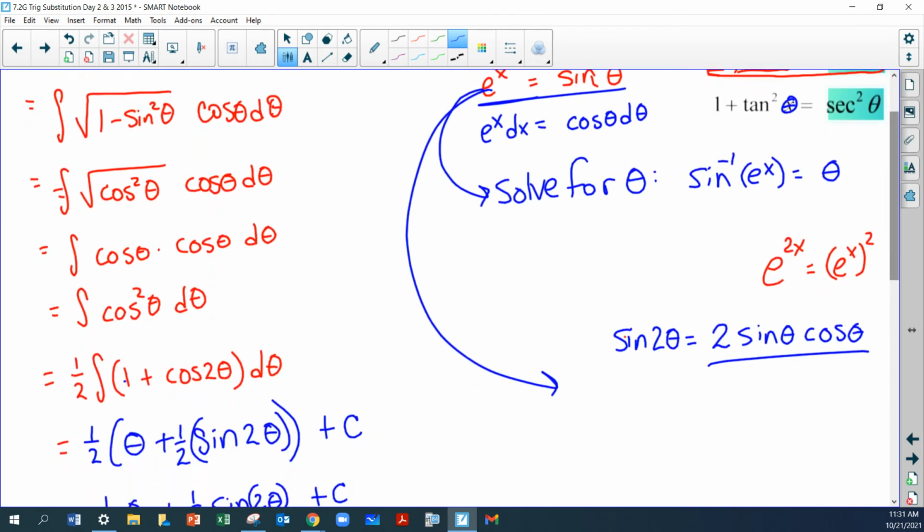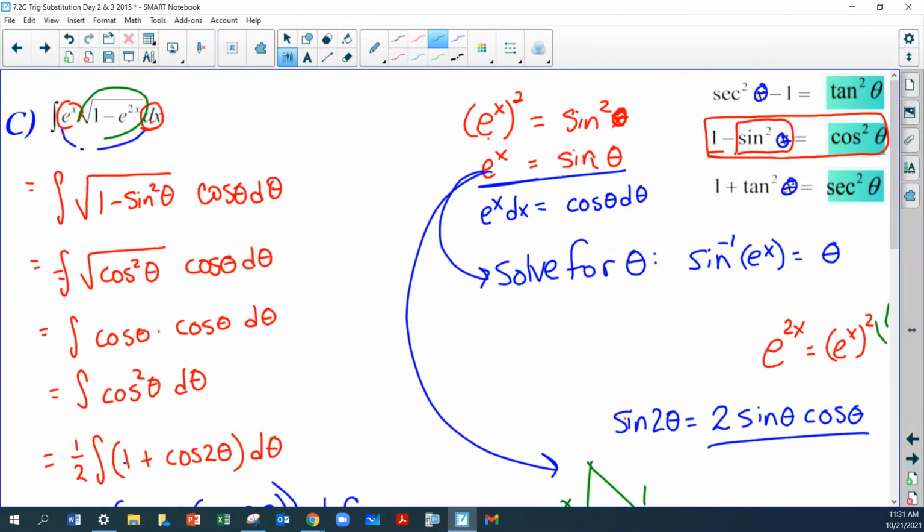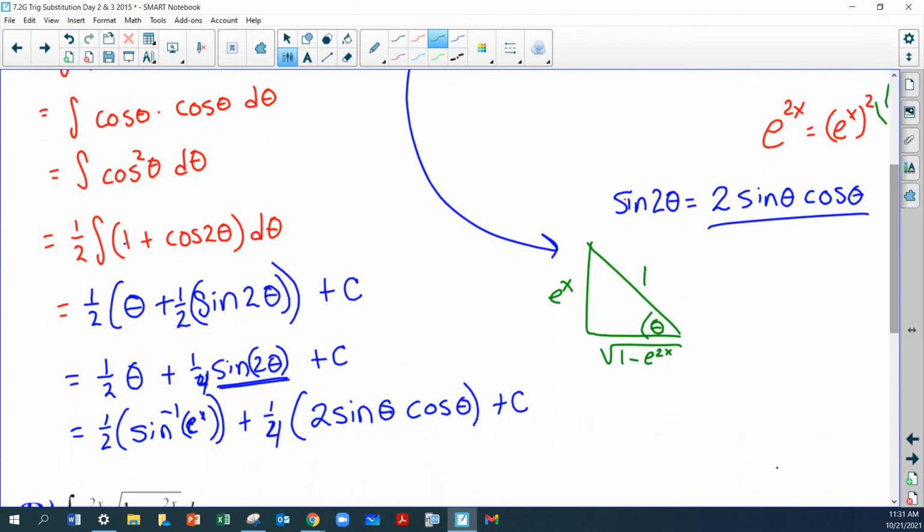Okay, so we're going to build a triangle off that. The triangle, let's put the triangle in green. Here's our theta, and we knew sine was opposite over hypotenuse, and this would make this square root of 1 squared minus e to the x squared, so e to the 2x. I don't know about you, but I've noticed that often where we started with our integral is the missing piece to our triangle.